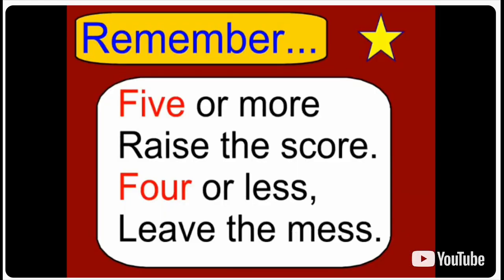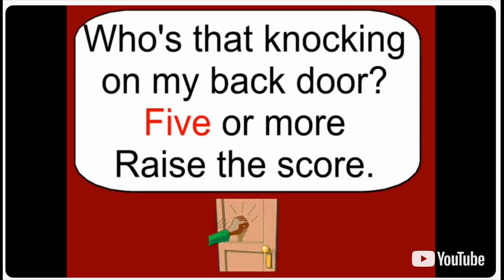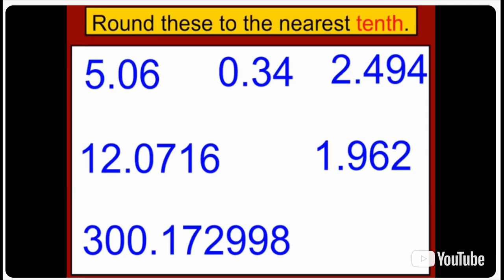So we're going to start off here with an example of the jingle, right? So 5 or more, raise the score. I've heard 5 or more, let it soar. 4 or less, let it rest, leave the mess, and so on, right? But even still, if kids can remember this jingle, then when they look at an actual problem and they're asked to round, they're like, what? So let's go ahead and try to look at this in a way where we can apply our sense of counting and number lines to help us, okay?